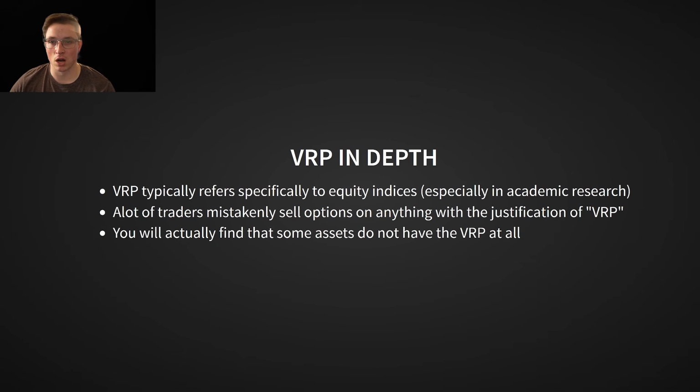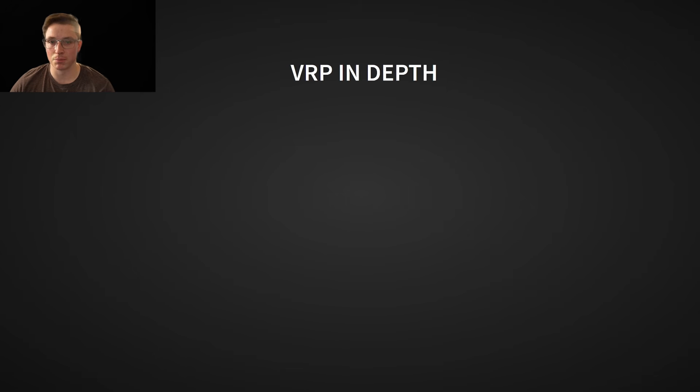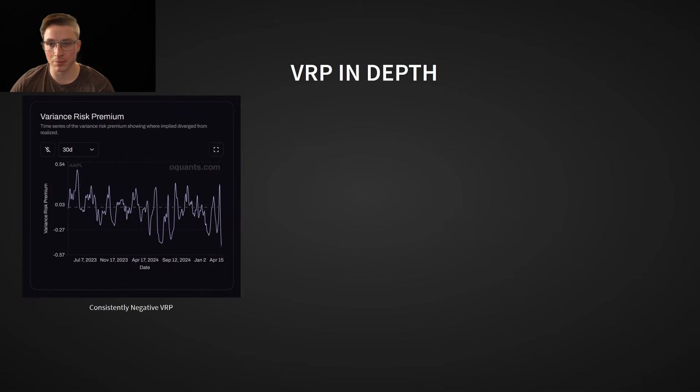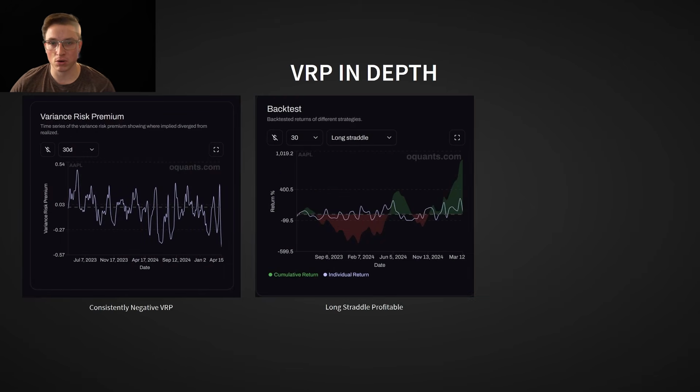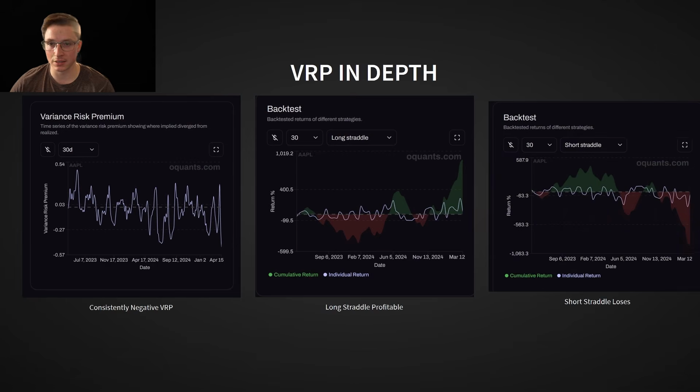A common mistake among options traders is to apply VRP logic indiscriminately to individual stocks. Take Apple, for example. Over the past 2 years, implied volatility on Apple has underestimated realized volatility. This is clearly shown in both the VRP chart and the straddle backtest. A long straddle on Apple, betting that volatility will exceed expectations, would have been profitable over time, while a short straddle would have lost money. That's the opposite of what you'd expect if you assume that the VRP applied equally across all assets.